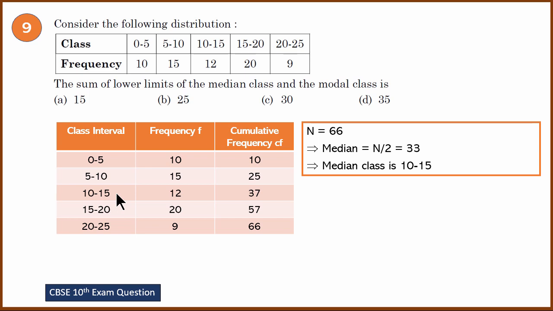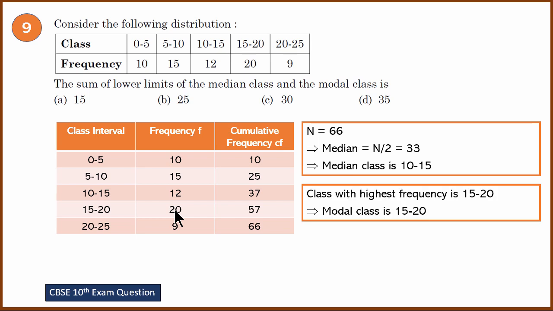What about modal class? For modal class, we don't need cumulative frequency. We just need to find the class which has the highest frequency. The highest frequency class is 15 to 20. Which means modal class is 15 to 20. So what have they asked? They have asked sum of lower limits of the median class and modal class. So median class lower limit is 10, higher limit is 15. Modal class lower limit is 15, higher limit is 20. So you add these two, you get 10 plus 15, which is 25. The answer is B.